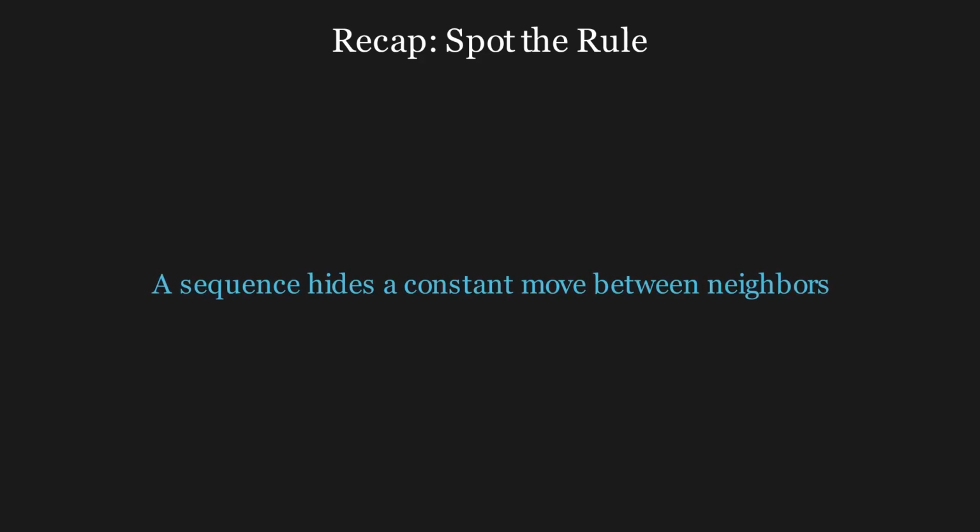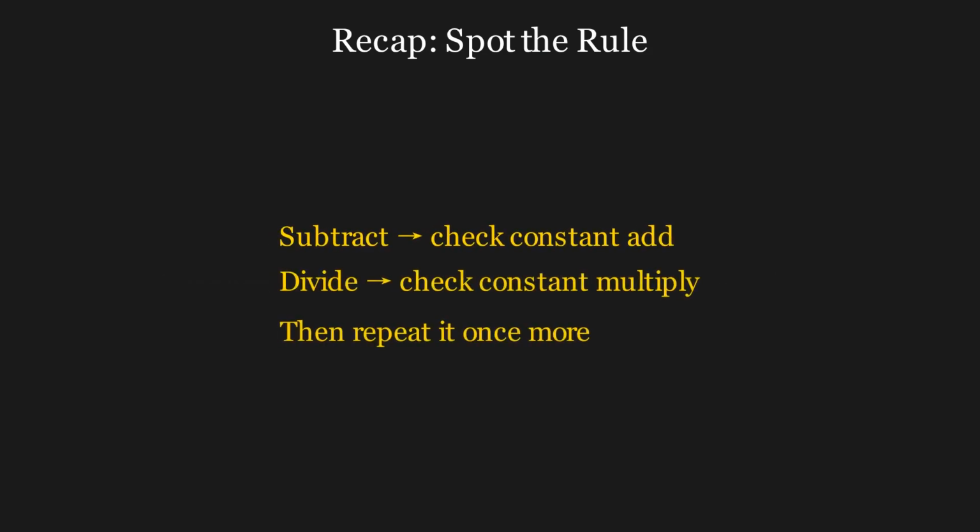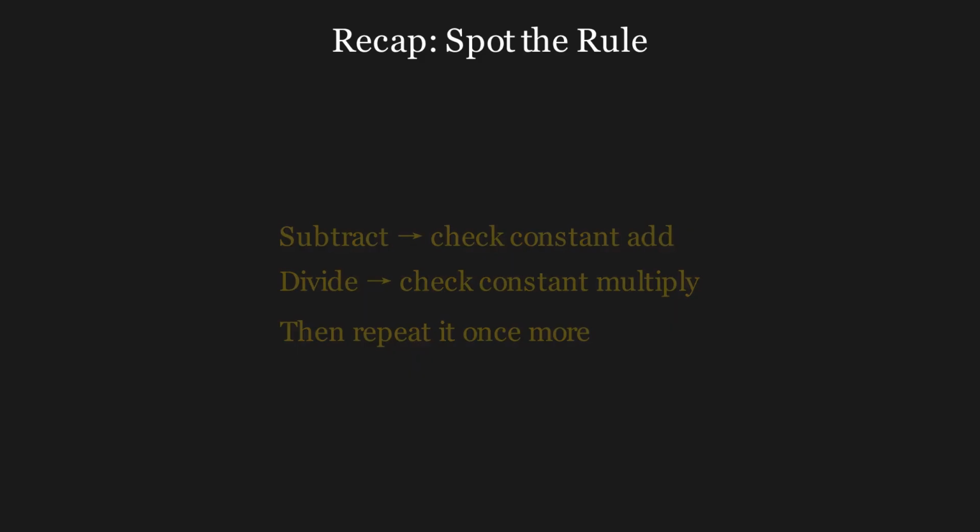So here's the one thing to remember. A number sequence is just numbers hiding a constant move between neighbors. Subtract to check for a constant add, divide to check for a constant multiply, and once you find that move, the next term is just one more step of the same thing.